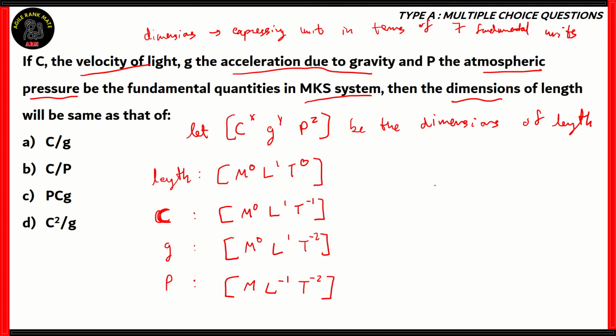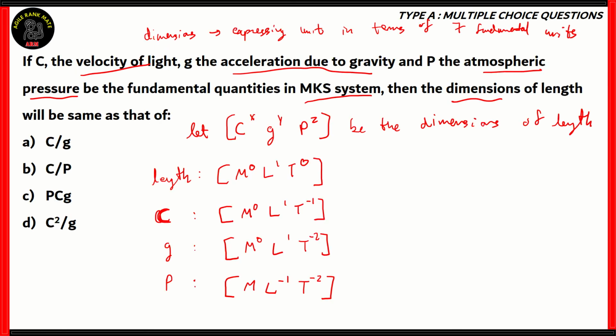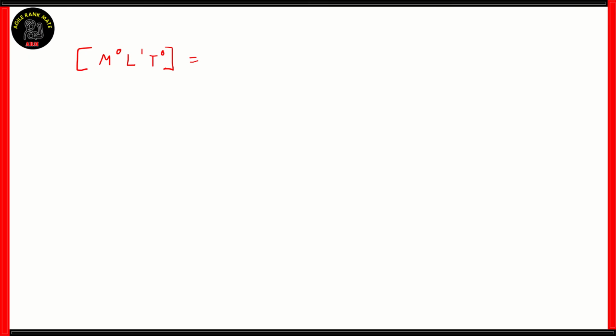Now, we know that C to the power X, G to the power Y, and P to the power Z are the dimensions of length. So we're going to be writing down the equation, the dimensions of L as, now L is represented as M to the power 0, L to the power 1, T to the power 0. And we're going to write the dimensions of C, G, and P, and then raise them to the powers of X, Y, and Z respectively.